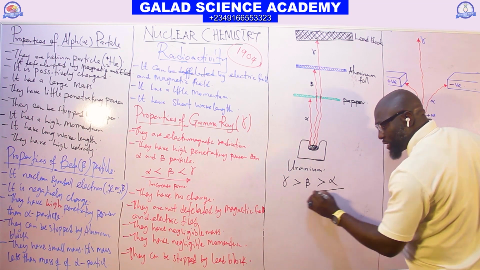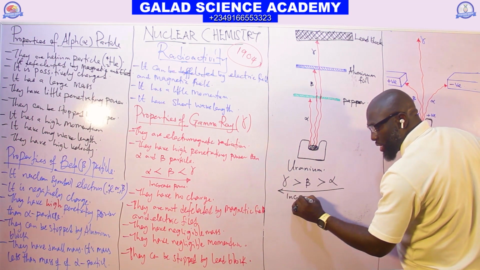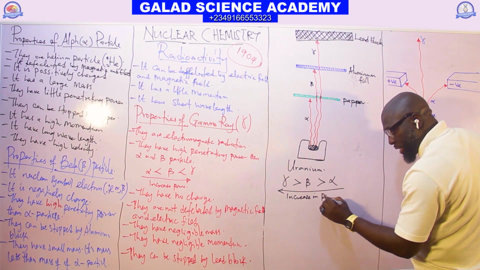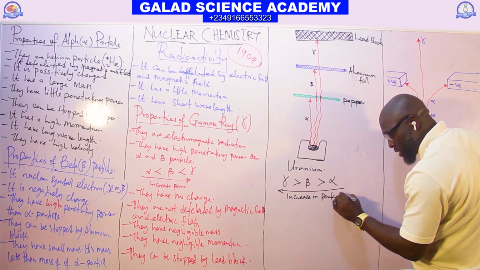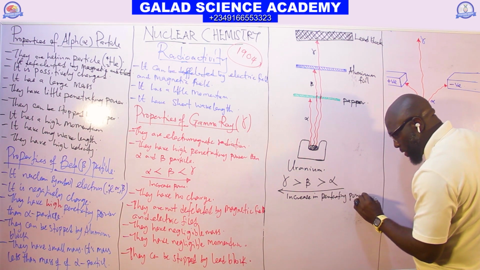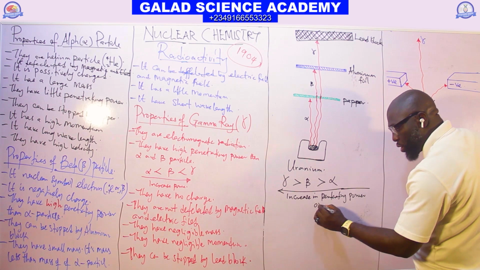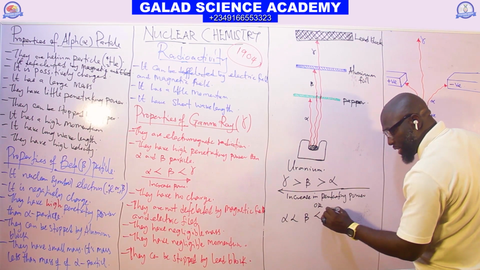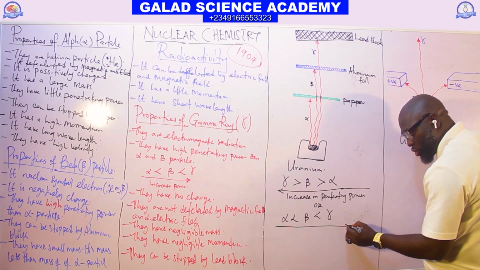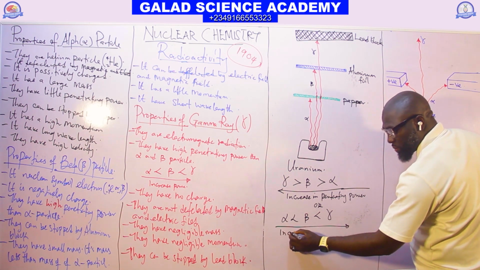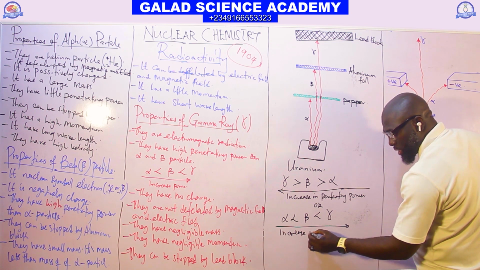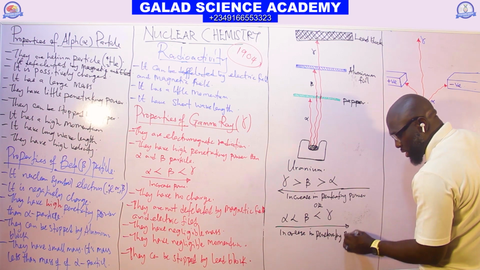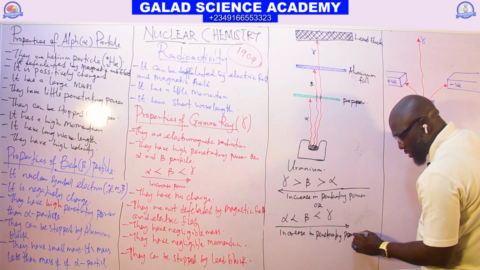This is the increase in penetrating power. Or we can do it in this form: alpha is less than beta, beta is less than gamma. Like this, it will be the increase in penetrating power.